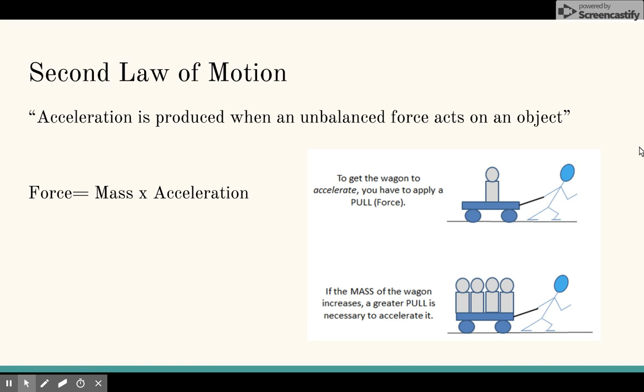The second law of motion states that the more mass an object has, the more net force has to be used to move it. A lot of the time you see the equation F equals ma, or force equals mass times acceleration, and it comes from this law. So by the equation you can see if there's less mass, then less force is needed to move it.